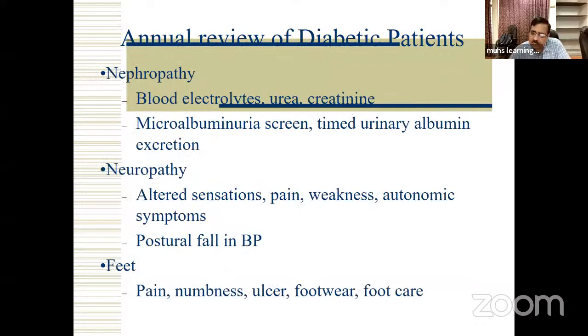Nephropathy: you should look for serum electrolytes, urea, creatinine, microalbuminuria, and timed urinary albumin creatinine ratio. Then neuropathy: if there is altered sensation, particularly in the feet, legs, and distal parts, weakness, or autonomic dysfunction such as erectile dysfunction or inability to start urine in time, these can all be checked and asked for in OPD practice. Postural fall of BP can be documented and it should be encouraged.